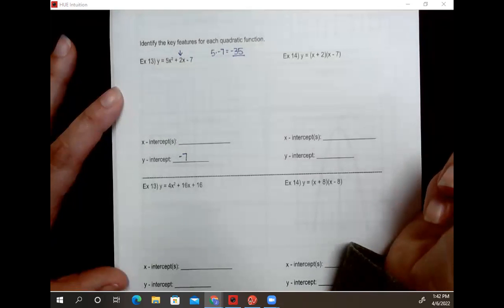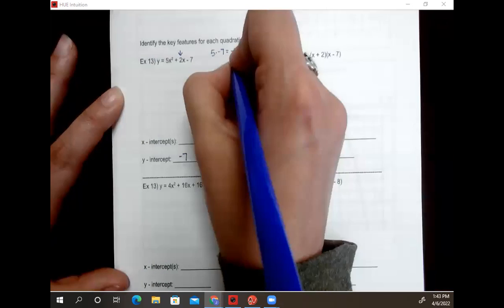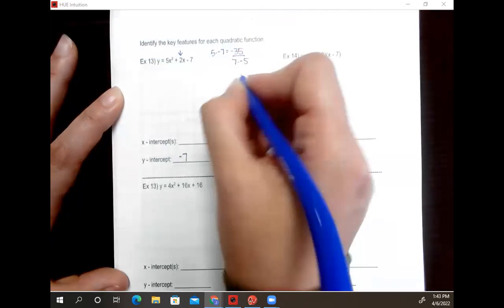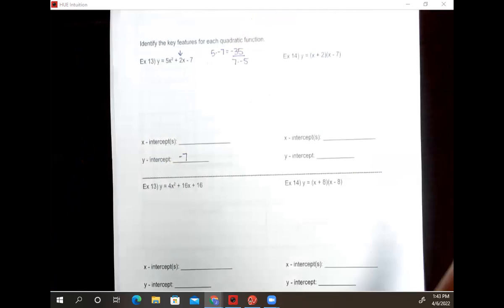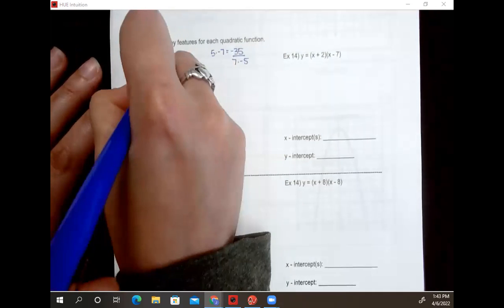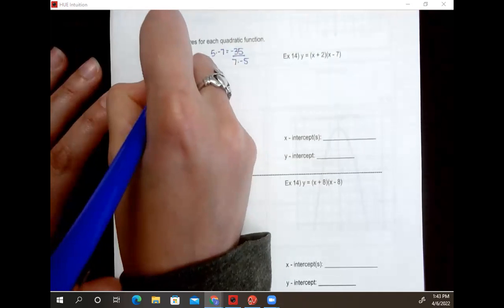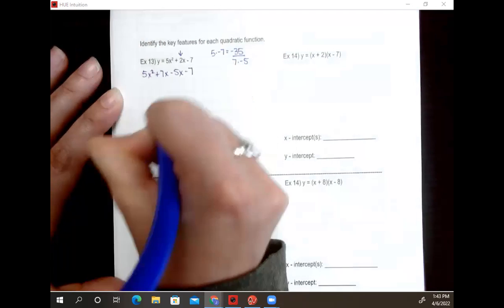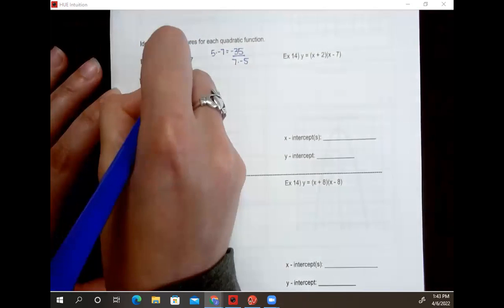I want factors of -35 that add to +2. What factors will I use here? Yeah, +7 and -5. It's always kind of nice when it's the numbers you multiply together or something really close. So this would be 5x squared plus 7x minus 5x minus 7. And then we group.